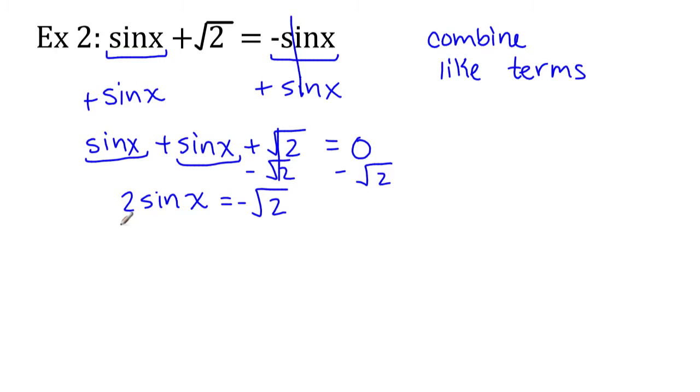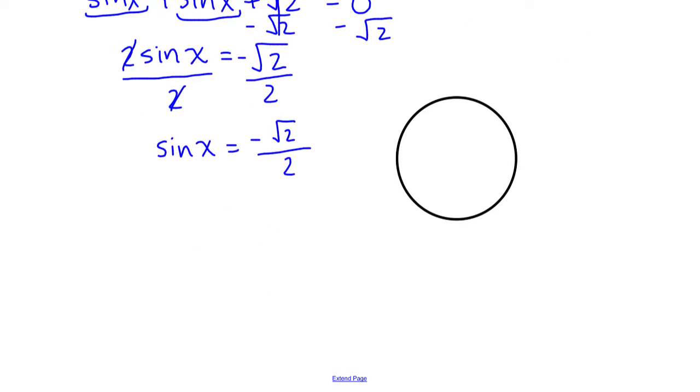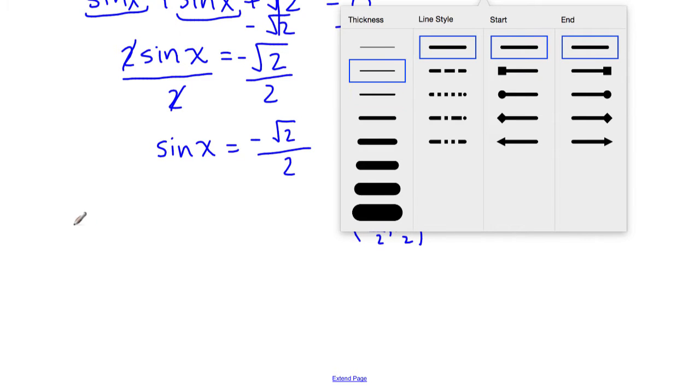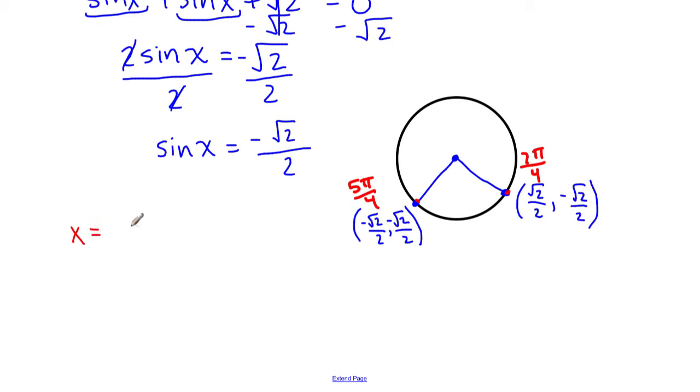Now dividing both sides by 2 to isolate the sine, we get sine of x equals negative square root of 2 over 2. So again, we have to refer to that unit circle. Looking at where the y values are negative square root of 2 over 2, we have two angles where this occurs. So the two angles where sine is equal to negative square root of 2 over 2 is at 5 pi over 4 and at 7 pi over 4. So these are your two solutions.